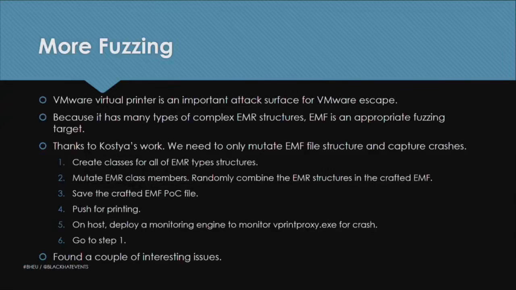As we saw above, VMware Virtual Printer is an important VMware attack surface. It is very worth doing more parsing work on this. The EMF file is composed of many complex EMR structures, so it's truly an appropriate parsing target. Thanks to Costia's code, our parsing work is only to mutate the EMR structures and combine them into a crafted EMF file. Then send the EMF file to the virtual printer and wait for a lucky crash.